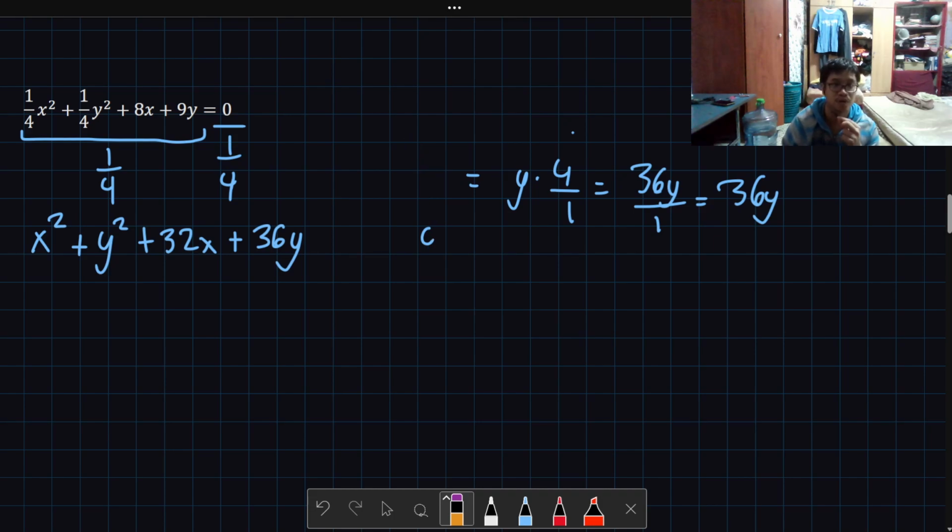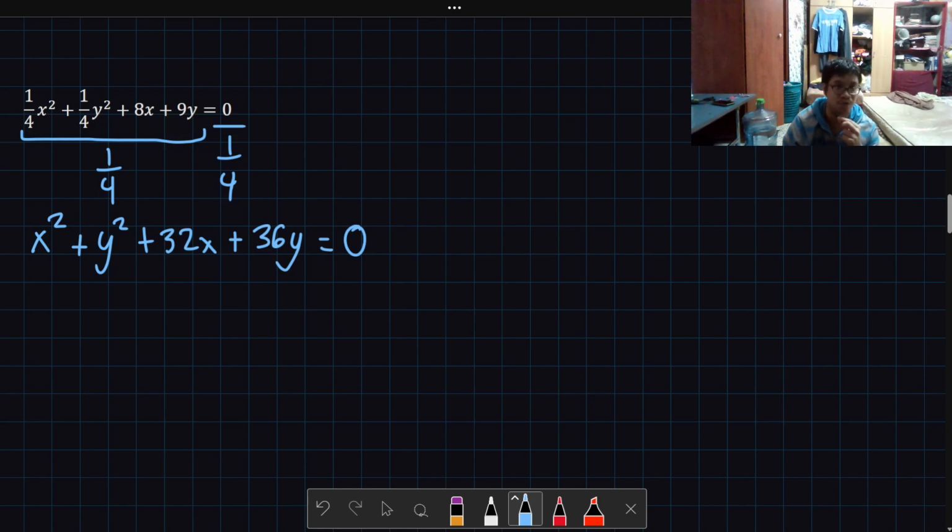Okay, so we're good. Now, on the right side, 0 divided by 1/4 is still 0. Remember, if you divide 0 by any number except 0, of course, you will get exactly 0. So 0 divided by 1/4 is 0. Okay, we're good. So now what are we going to do?